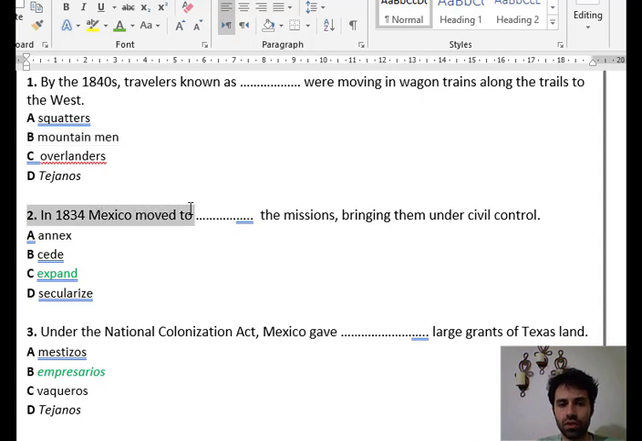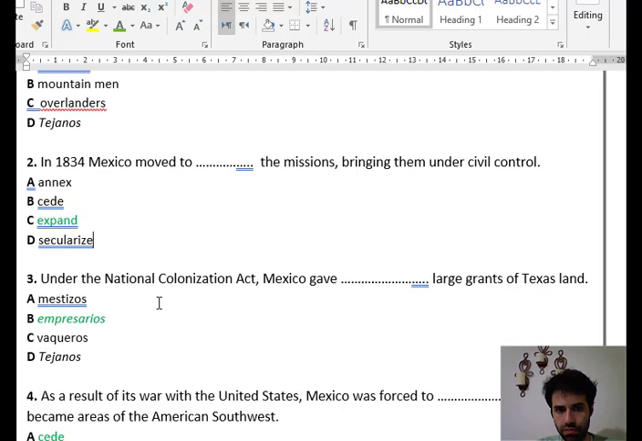In 1834, Mexico moved to which one? A, B, C, D. The missions, bringing them under civil control. It's actually not to expand the missions, right?